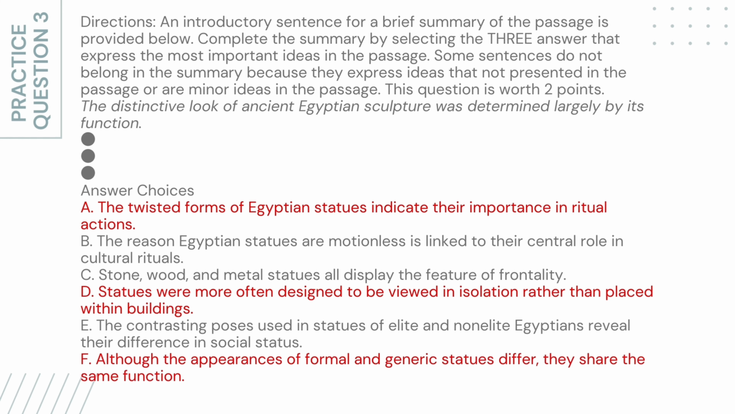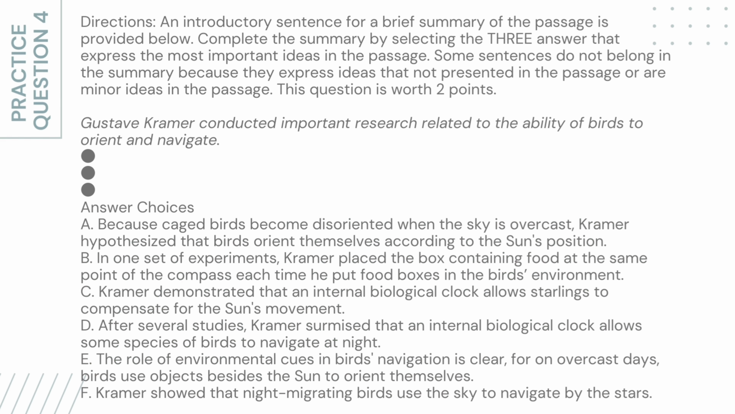We're going to eliminate choice F, the last one. Although the appearance of formal and generic statues differ, they share the same function. This is not true according to paragraph 4. It says that the function is quite different. So the answer, B, C, and E are remaining choices. We want to check those again, make sure that they are main idea, and all true and accurate according to the passage. And they are, because they are correct. Very good. Okay, one more practice question and then we're all done.